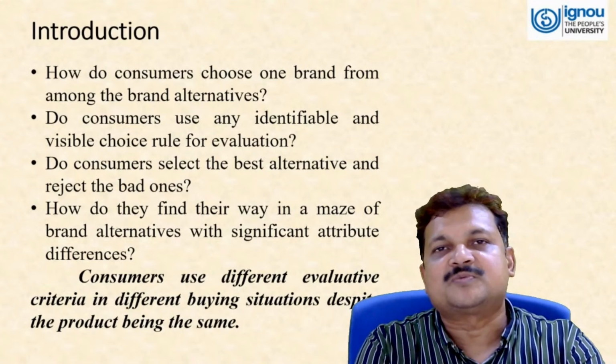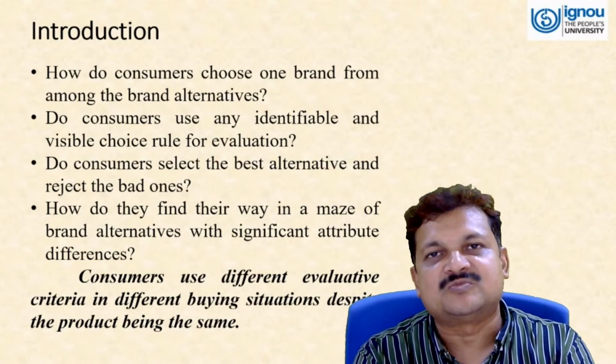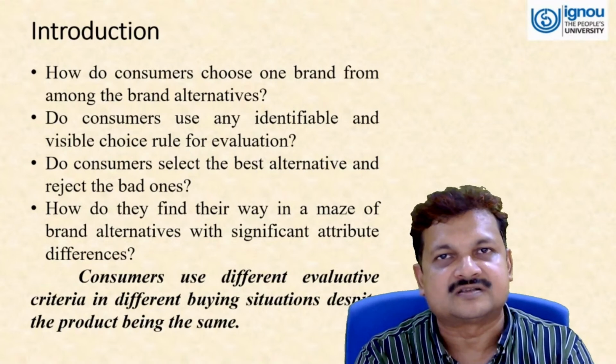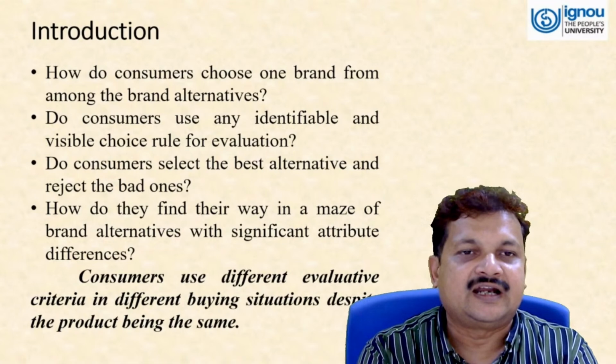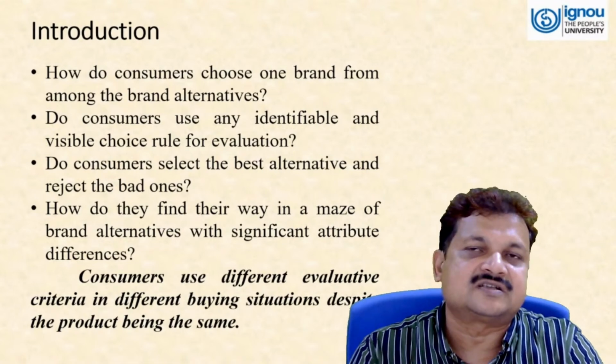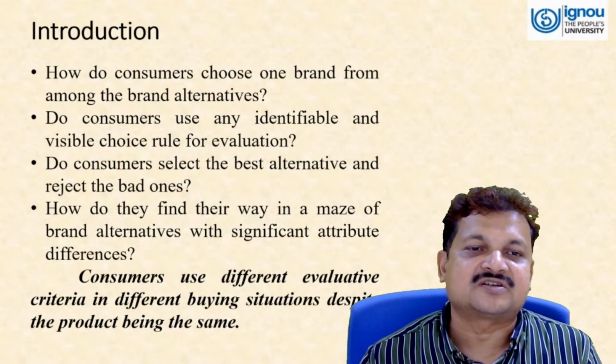What is the mode of selection, and in this mode of selection, how do consumers finally take decisions about which are the good brands and which are the bad brands as per him or her? That is also kept as a perception that these brands are good or bad. So how do they find their way in a maze of brand alternatives with significant attribute differences?